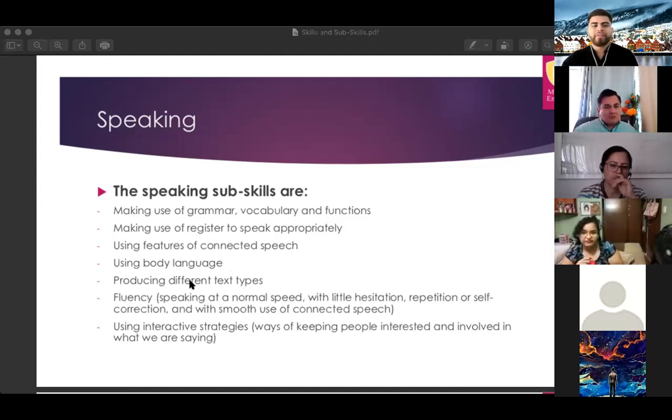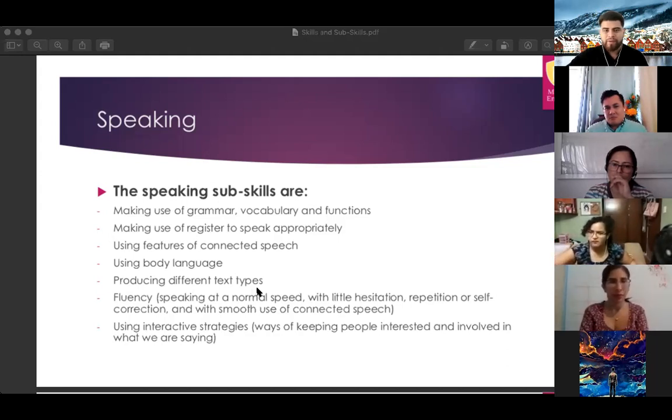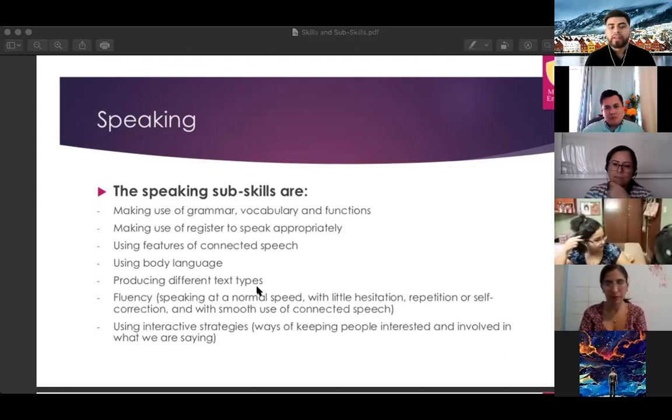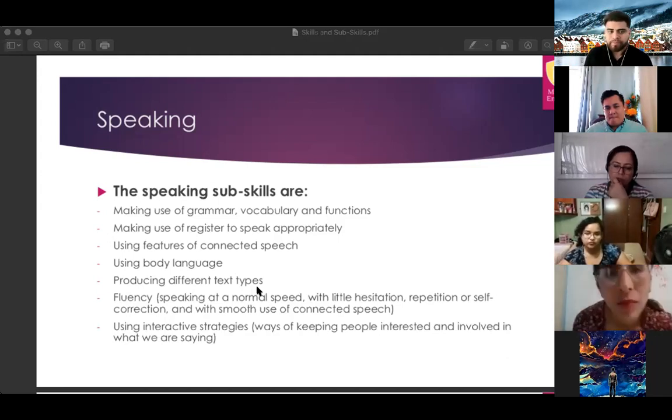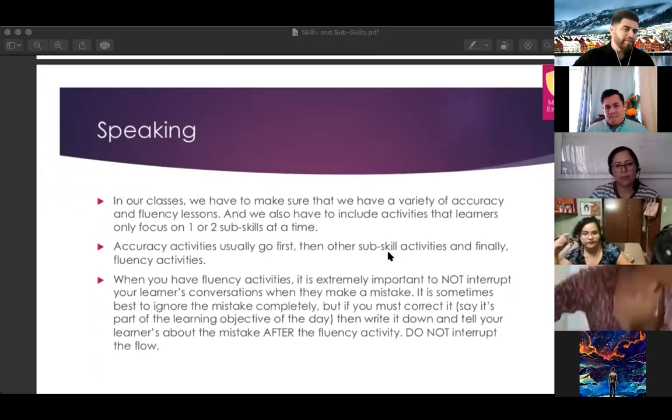All right, and here we go with this one, producing different text types. This is what I meant earlier by reading texts. It is a speaking ability, right? When you are reading a text, reading a book out loud, that is speaking. It's a combination of reading and speaking, okay? Now, let's move on. So I love the speaking part.